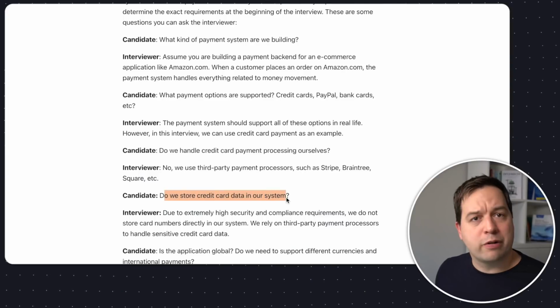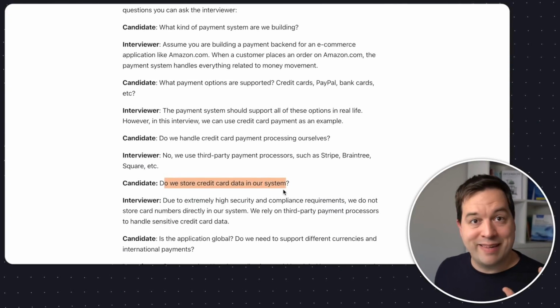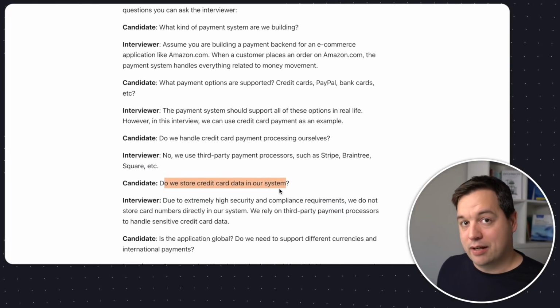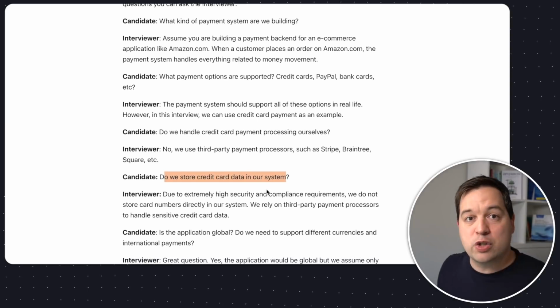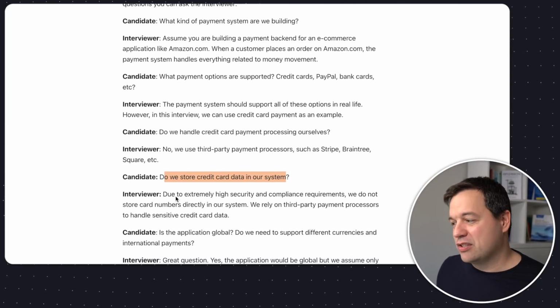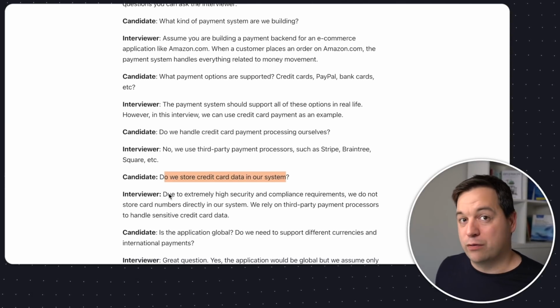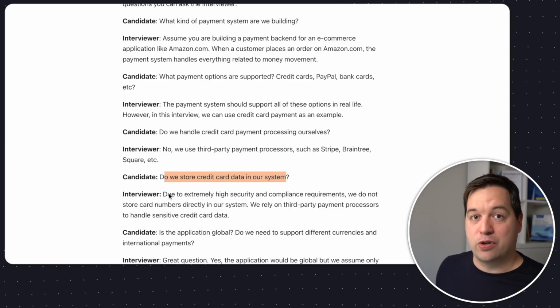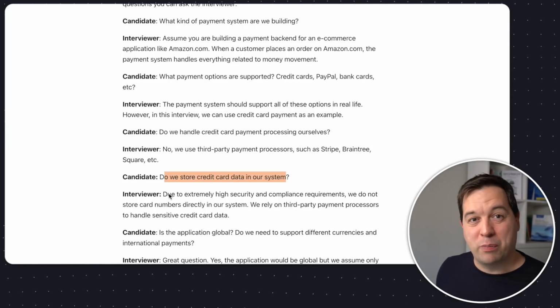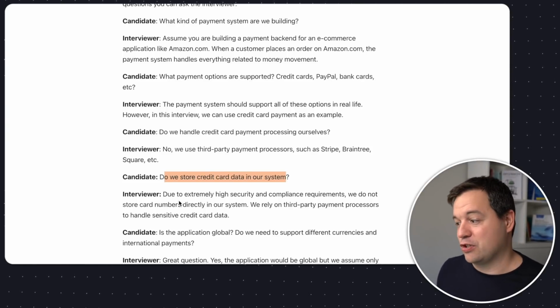Then we should figure out if we store credit card data in our system. Again, it complicates things massively because there's a lot of regulatory things around this, which again, in an interview you might not know. So typically interviewers will keep this out of scope. Again, unless you're interviewing for some really specific role, but that is not software engineering, that is payments engineering.